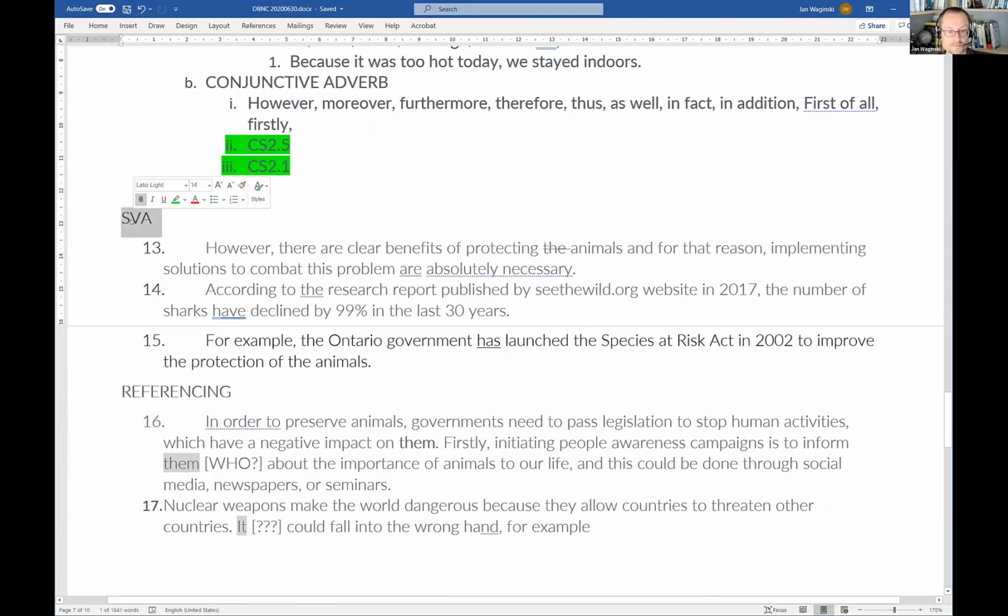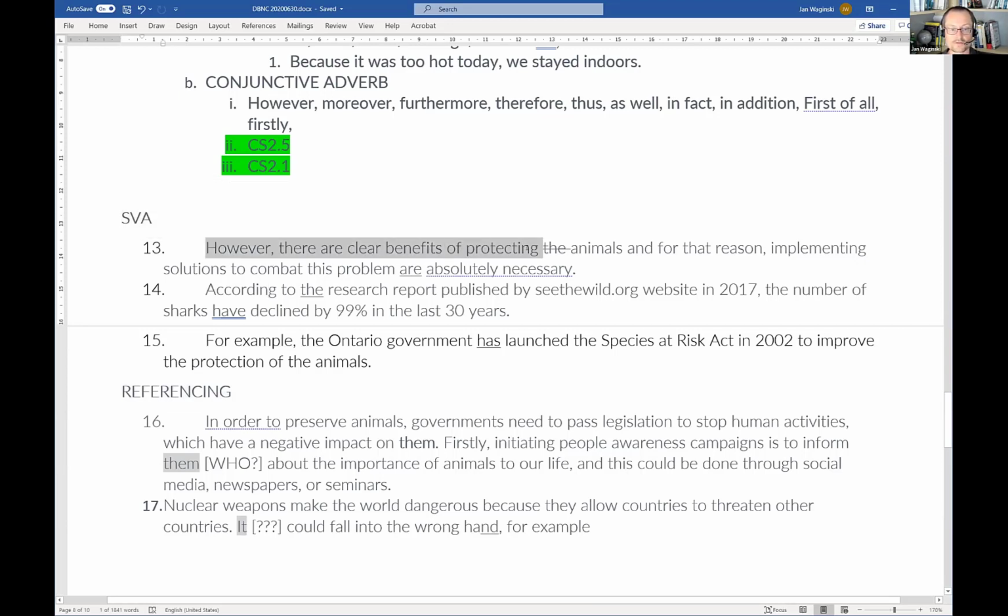Okay, and two more sections. Subject-verb agreement. You gotta watch out for stuff like this. This is also one of the killers. There are 4 killers that will destroy your score: subject-verb agreement, fragments, run-ons, and referencing. But referencing for IELTS belongs in the Coherence and Cohesion category. Subject-verb agreement is grammar.